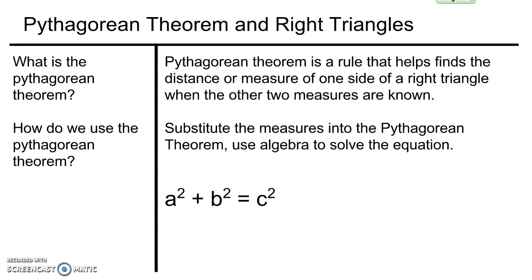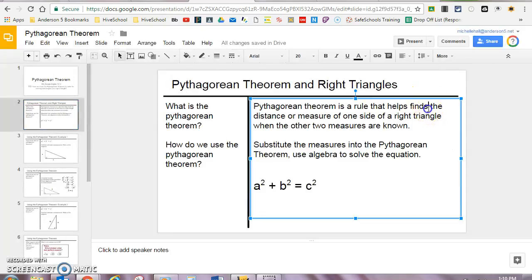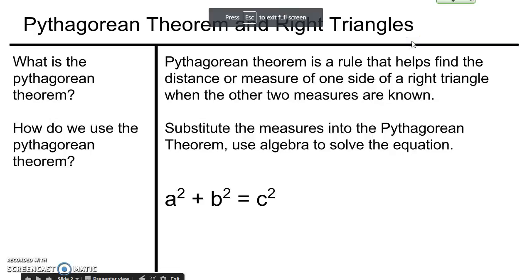All right, first, you need to copy down all of this, including this formula here. This is the Pythagorean Theorem. Copy this whole slide down into your notes. What you are copying, what is the Pythagorean Theorem? It is a rule that helps find the distance or measure of one side of a right triangle when the other two measures are known.